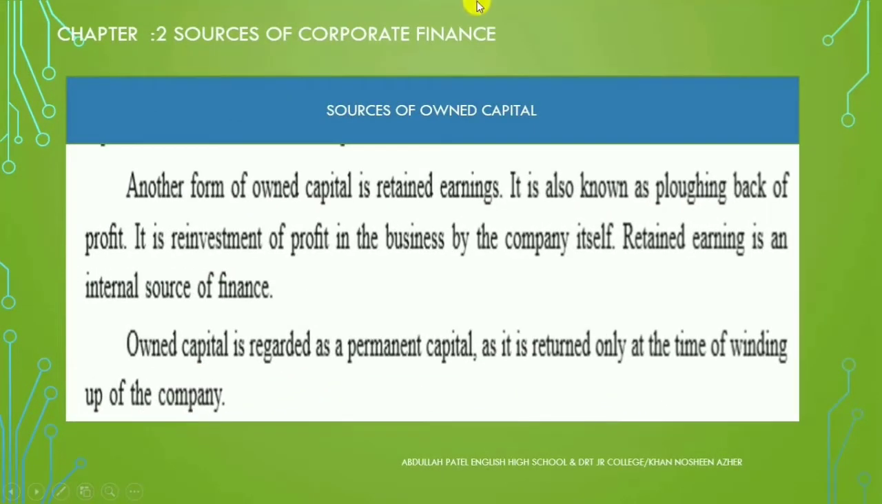Another source of own capital. Another form of own capital is retained earning. What I explained in the flowchart, own capital means shares and retained earning. So retained earning is part of the internal source of financing. It is also known as ploughing back of the profit. That means the profit that can be reinvested. It is the reinvestment of the profit in the business by the company itself. Retained earning is an internal source of financing, right?